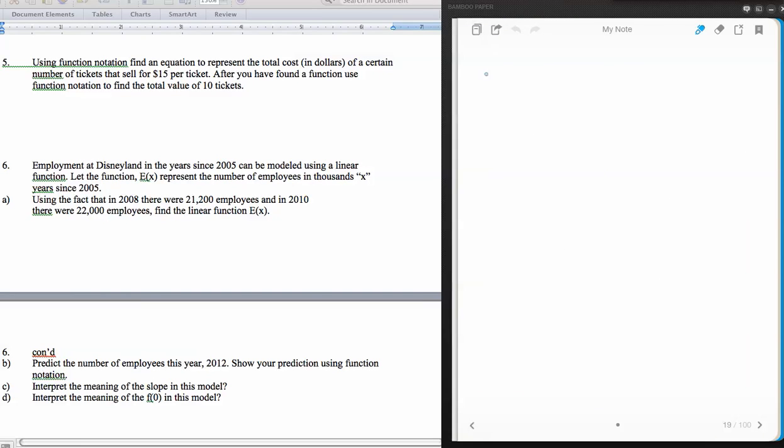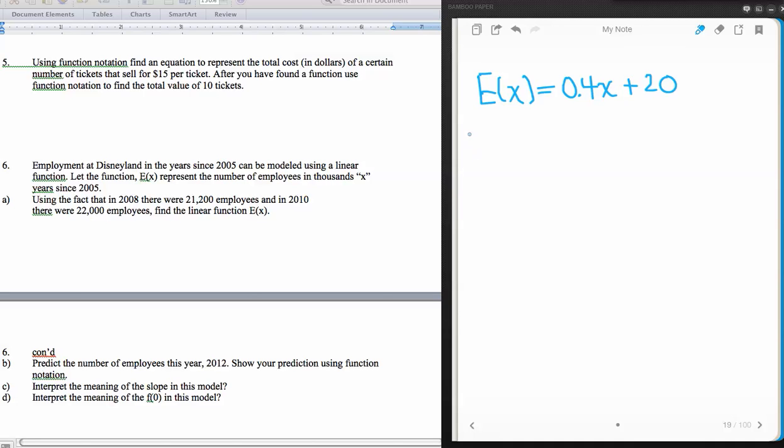So from there, I can write it as E of x, the number of employees, x years from 2005, can be represented as 0.4x plus 20. And now we're ready to go on to the next question.